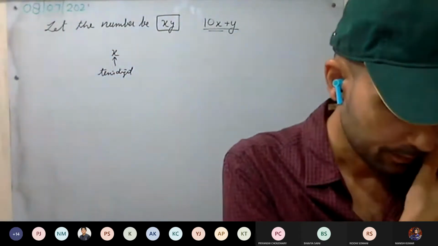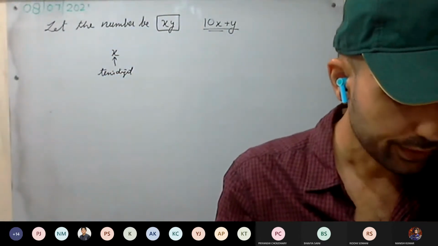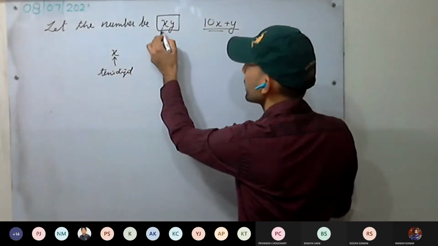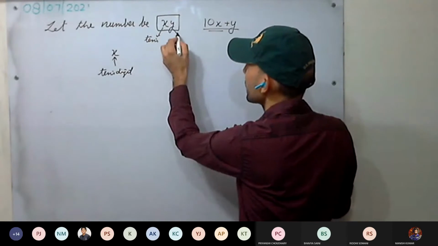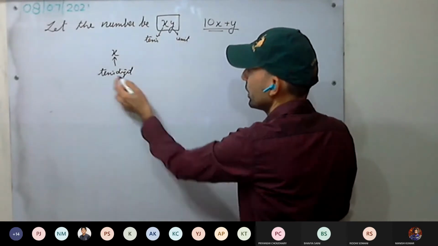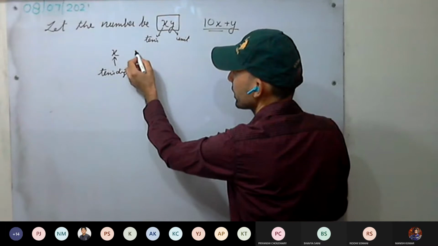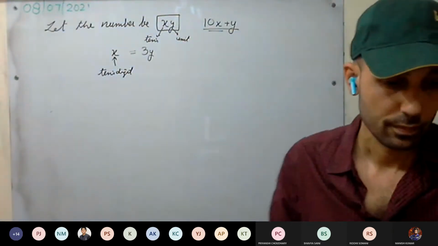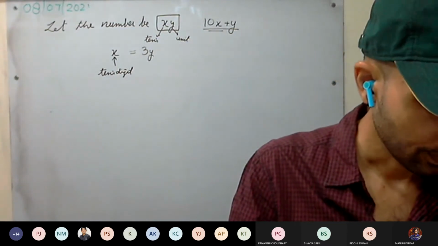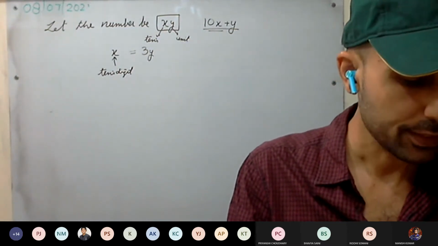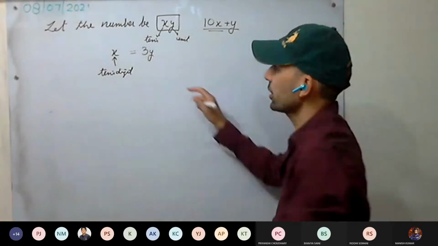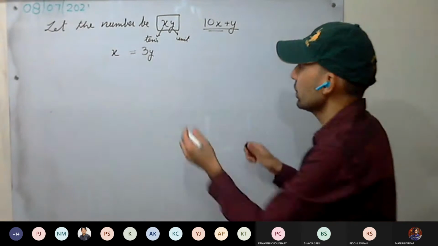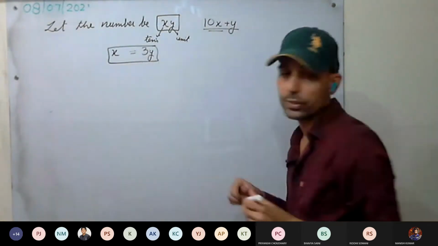If the tens digit of a 2-digit number is 3 times the unit digit. This is the tens digit. This is the unit digit at one's place. Tens digit is 3 times the unit digit. This relation we have got: x equal to 3y, from the first statement.